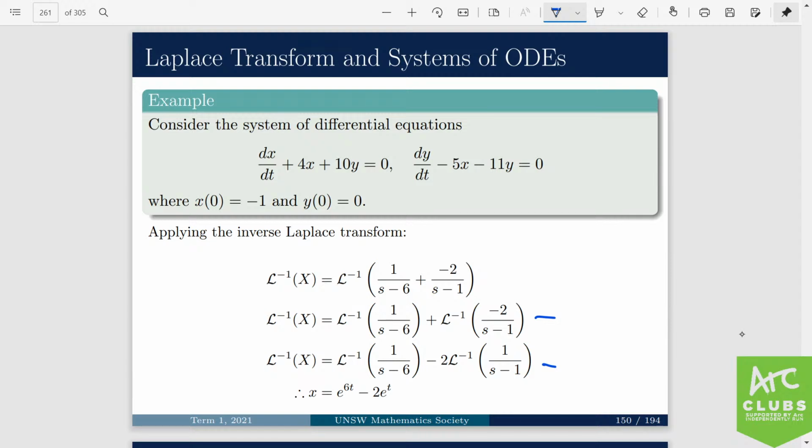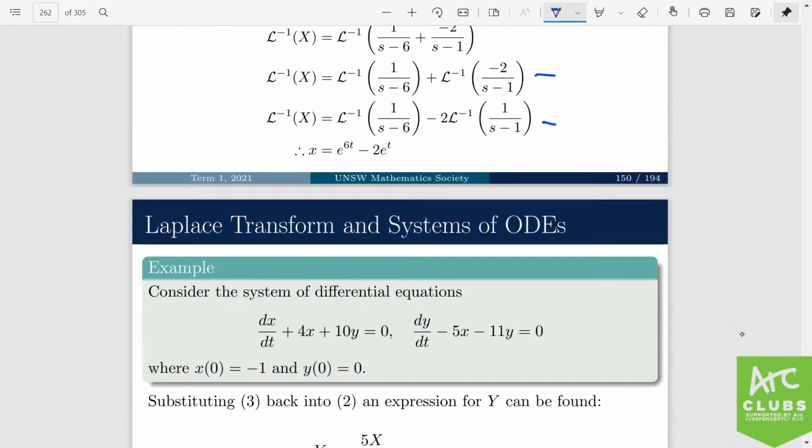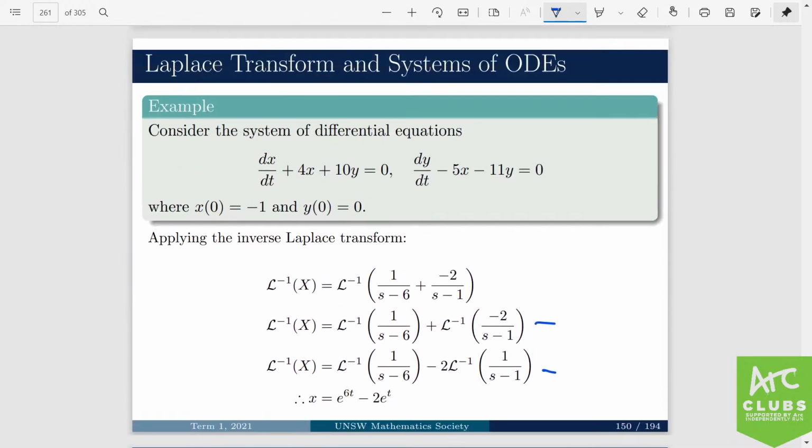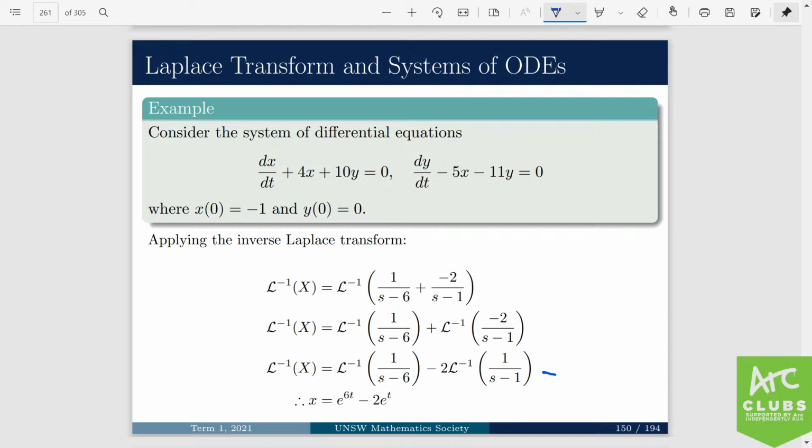Yeah. So then that gives us e to the 6t, and then this one gives us minus 2 times e to the t. So we get our answer for x in the original spatial domain. Oops. Let me just rub these ones out.